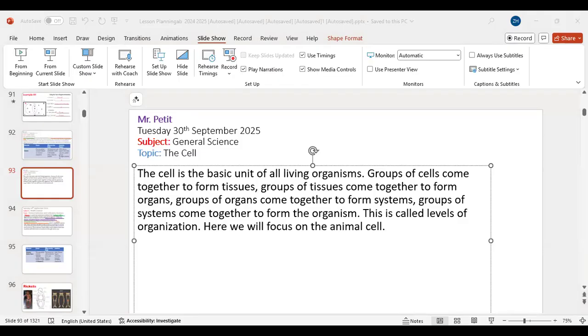Class, what does it mean when we say a cell is microscopic? It means that you need the microscope to see it. Yeah, you need a microscope in order to be able to see it. It's very, very small. You can't see it with the naked eye. You literally cannot see it.